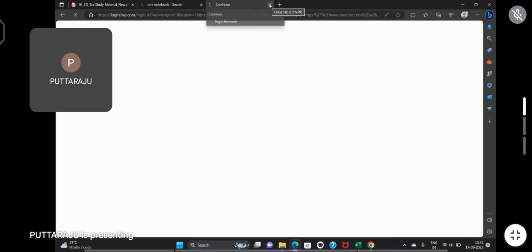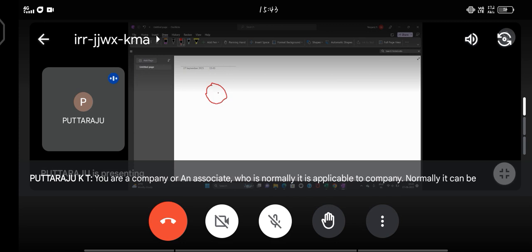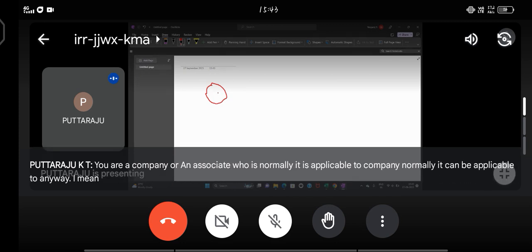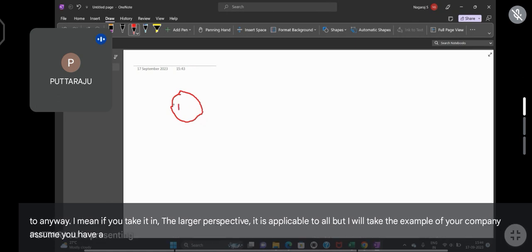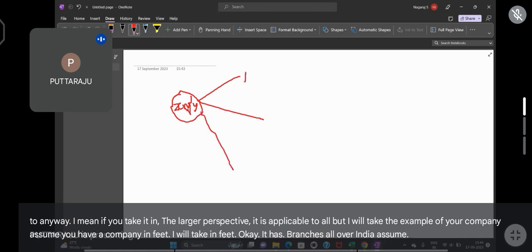Applicable to company, normally it can be applicable anywhere. If you take it in the larger perspective, it is applicable to all, but I will take the example of a company. Assume you have a company, Infi. Okay, it has branches all over India.